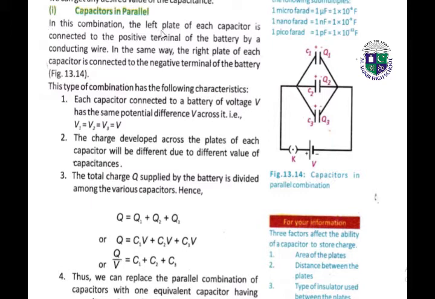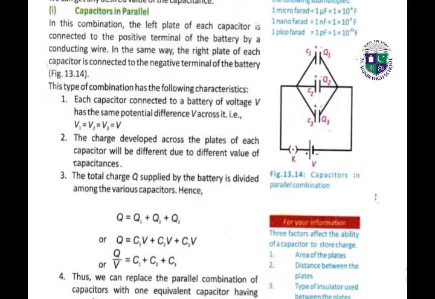In this combination, the left plate of each capacitor is connected to the positive terminal of the battery by conducting wire. So here, students, we have figure 13.14 which shows the capacitors in parallel combination. Look here, the left plate of each capacitor is connected to the positive terminal of the battery. In the same way, the right plate of each capacitor is connected to the negative terminal of the battery as shown in the figure. This type of combination has the following characteristics.